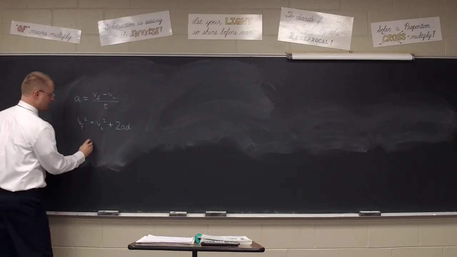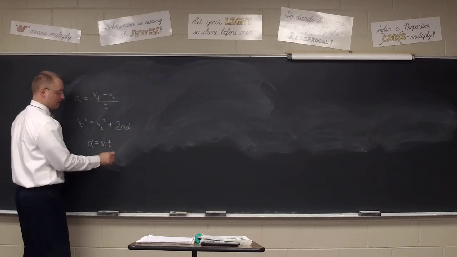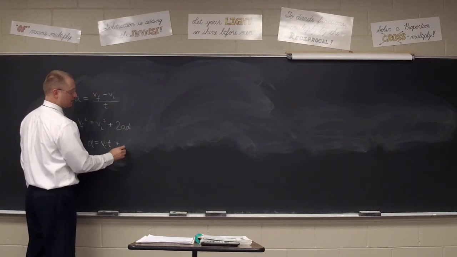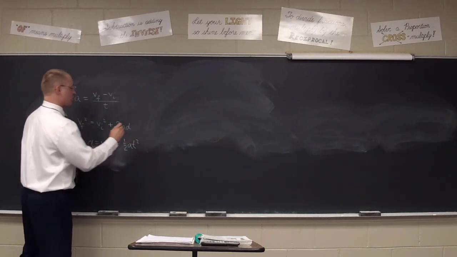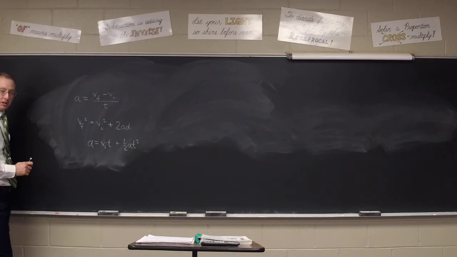All right, Michael, another that you remember. D equals V sub I T plus 1/2 A T squared. There we go. So one of them has a 2, one of them has the half, and the half has the square in it. Another that you remember, Kendall.